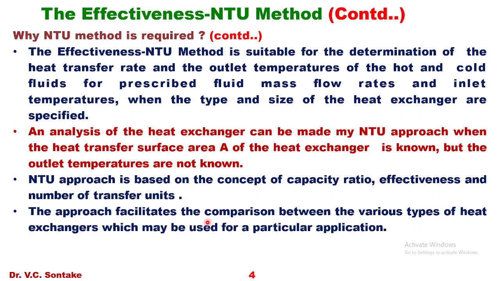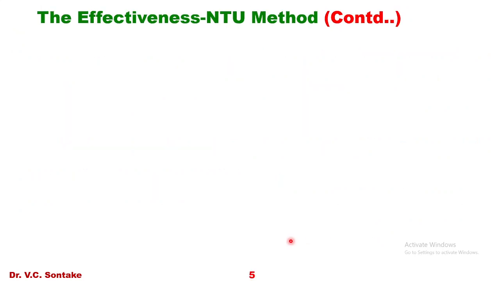This approach facilitates the comparison between the various types of heat exchangers which may be used for a particular application. So for a given heat transfer rate, which type of heat exchanger will give the minimum size, that can be decided by applying the effectiveness NTU method. Before further going into the detail of effectiveness NTU method, let us define some fundamental terms which will effectively describe it. And in this series, the first term is capacity ratio.